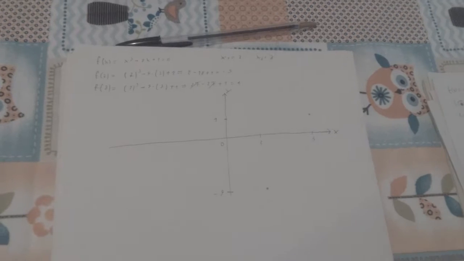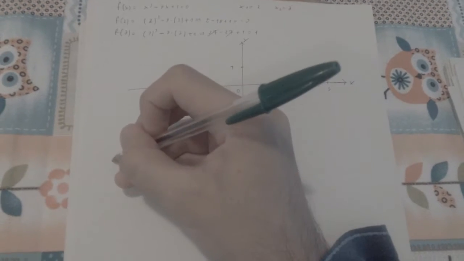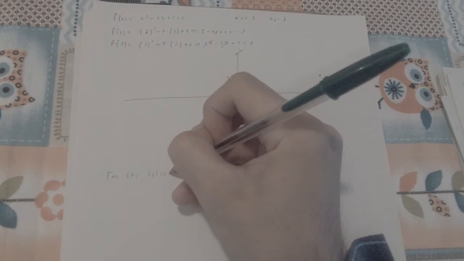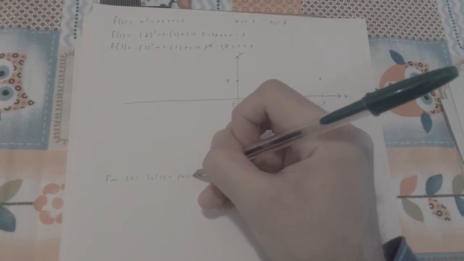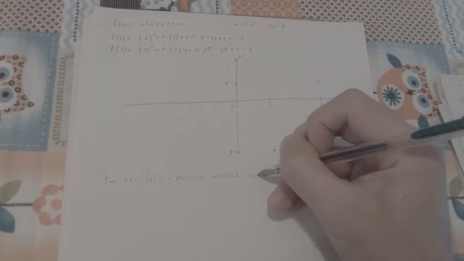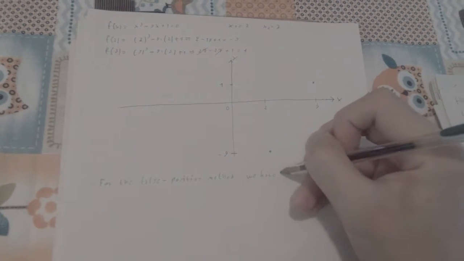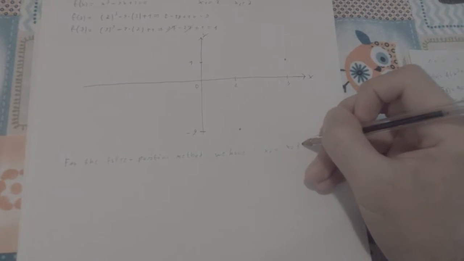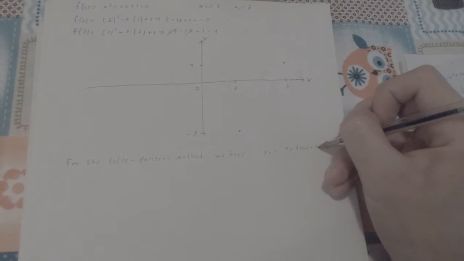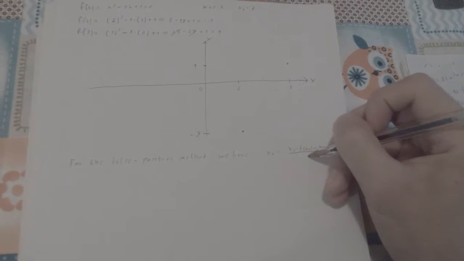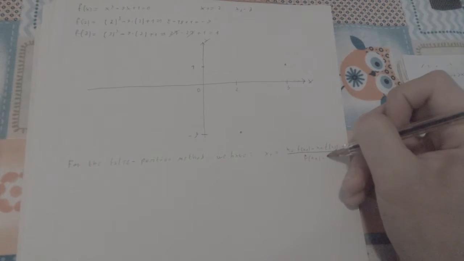So once again, let me write the formula. So for the false position method, we have xr equal to x2 times f of x1 minus x1 times f of x2, everything over f of x1 minus f of x2.